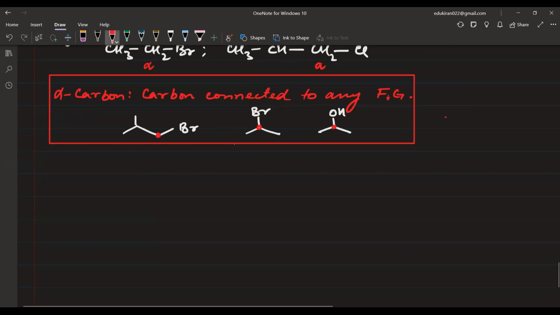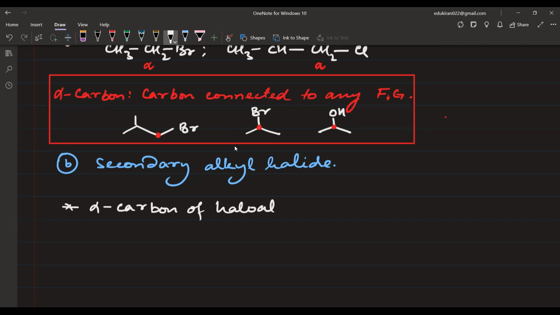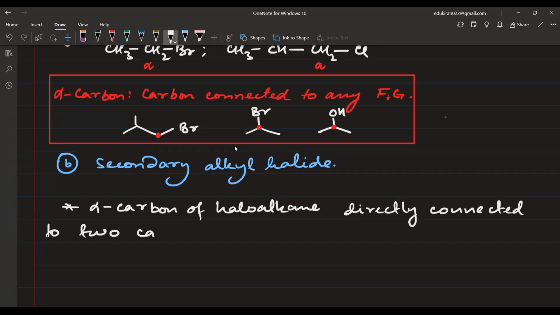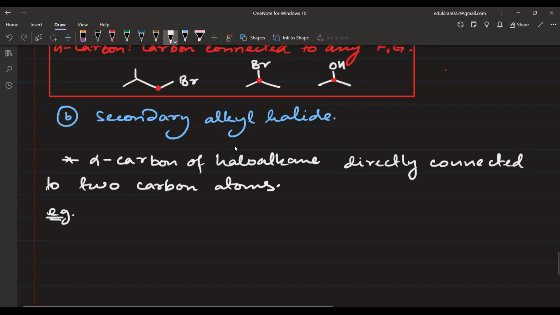Right, next, secondary alkyl halide. Alpha carbon of haloalkane directly connected to two carbon atoms. Okay, so for example, you will write CH3, carbon, CH3, one hydrogen, and then a Br group here. So this is my alpha carbon atom. This carbon is alpha. It is connected to two other groups. Similarly, you can write it something like this.